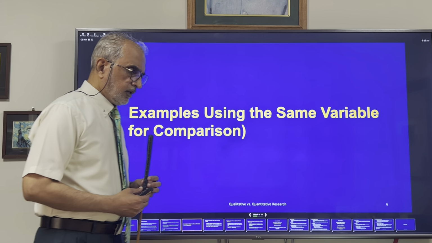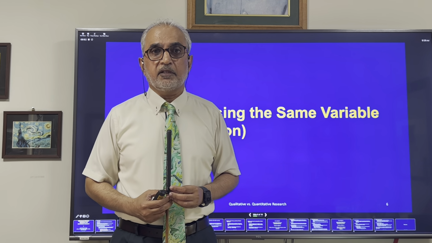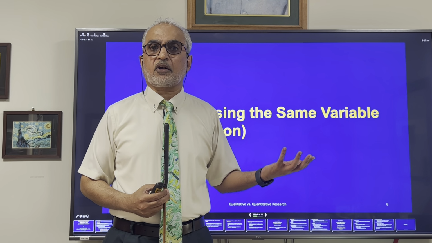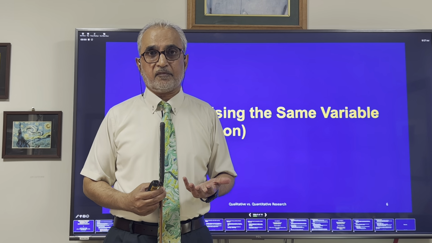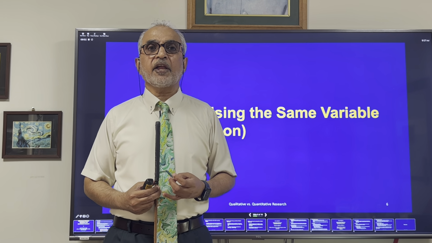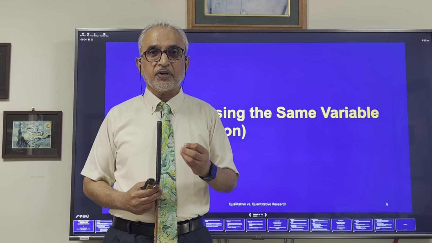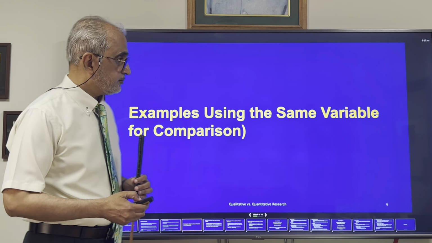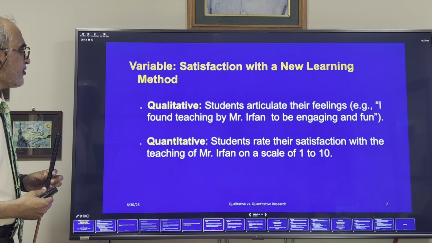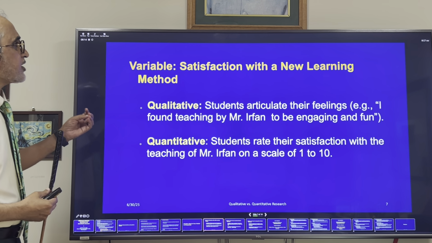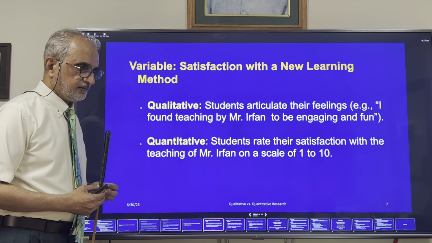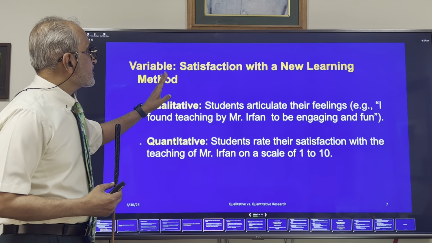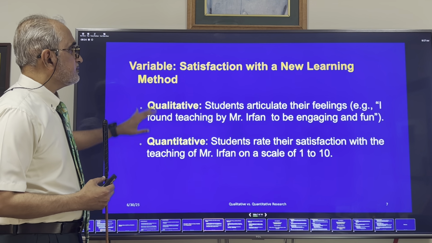Now, the same variable can be used to do either qualitative or quantitative research, many times. So let me explain. A variable is something which can change and which you can measure. Let us say we want to do research in education, and the variable we choose is satisfaction with the new learning method.